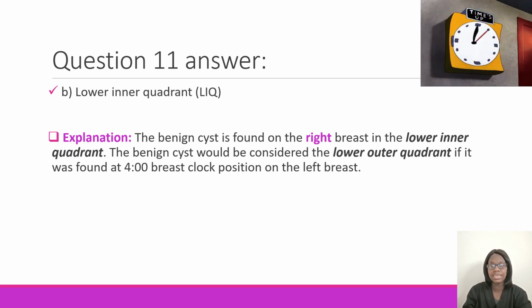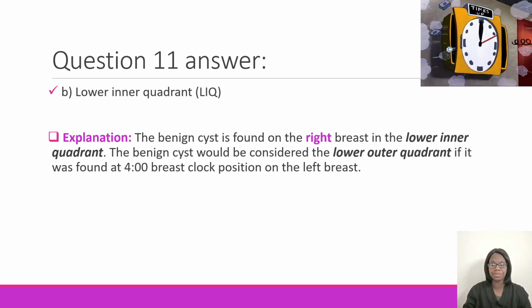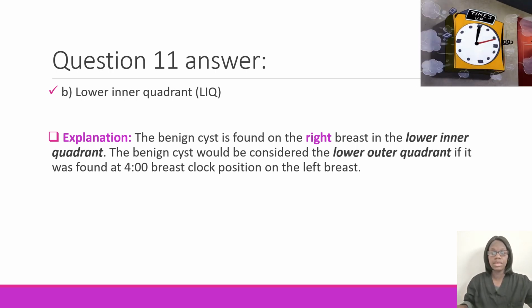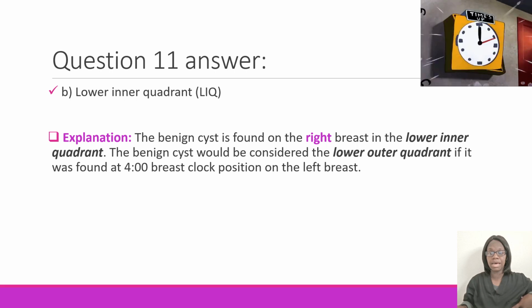So if the benign cyst was found on the right breast, I know you all can't see me well, so this is my left breast.